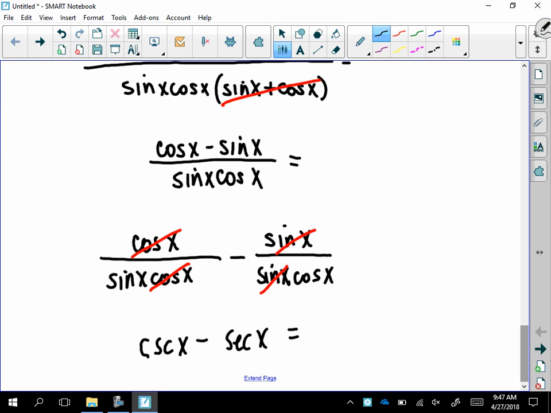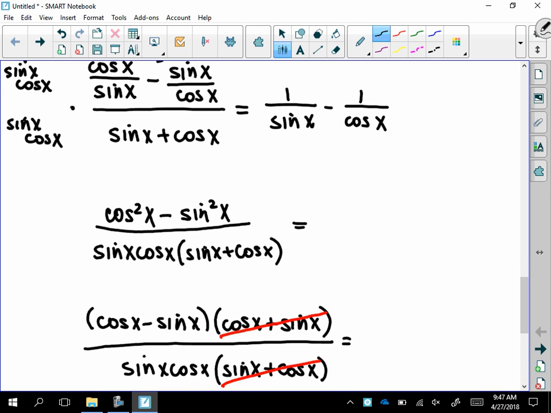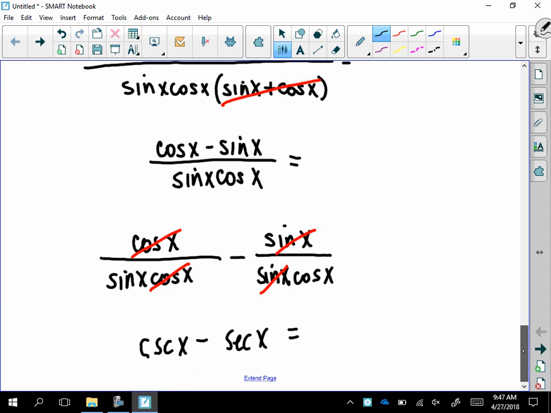If you didn't do that, you could have gone back to what we had originally, found a common denominator and combined those into a single fraction, and you would have gotten this, the cosine x minus sine x over sine cosine. So you get away with it. Just make sure you choose some way where you've actually shown the two sides are equal.